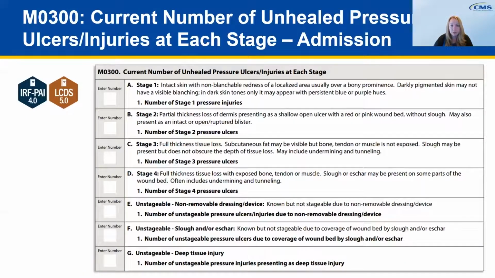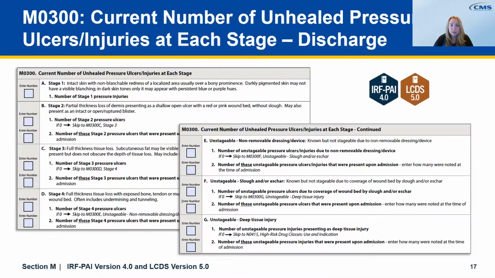At admission, for both the IRF-PAI and the LCDS, we are reporting the number of pressure ulcers or injuries that are present at each stage. On the discharge assessment, we're reporting 2 things. First, the number of pressure ulcers and injuries present at the time of the last skin assessment. And second, for each of those pressure ulcers or injuries identified as being present, if they would also be considered as present on admission.